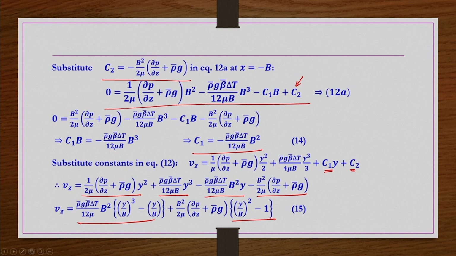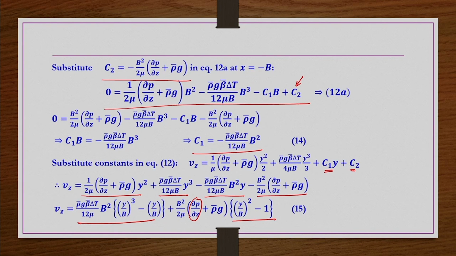Now in this velocity profile, rho bar, the density at reference temperature T bar, is known. Beta bar for a given system might be available or must be given, delta T is known, viscosity is known, and the width or gap between the two plates is known. Everything is known except this dou p by dou z.